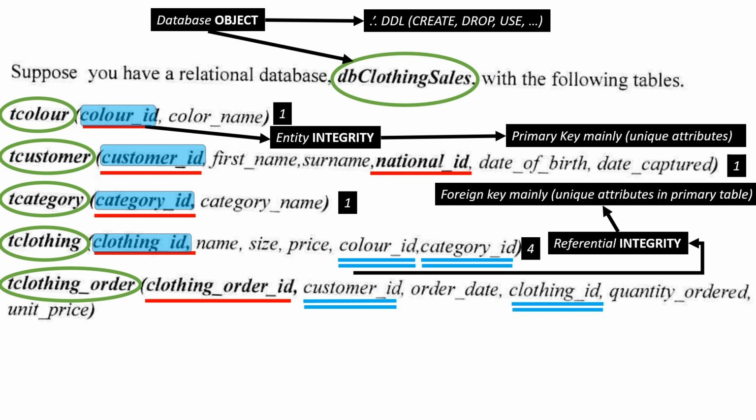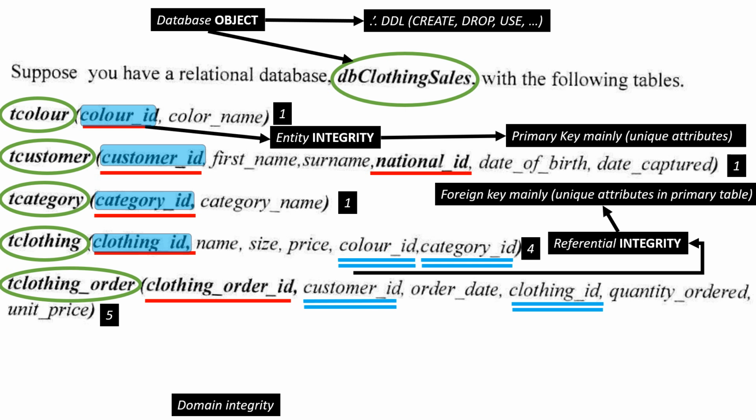So you may say T color is 1, T category is another 1, then T clothing becomes 3. But because we are just doing a revision, I am going to create all the tables, and then when I create all the tables, this T clothing becomes my 4th table to be created. Then T clothing order comes after T customer and T clothing. Therefore, I'm going to give it 5 because it's going to be the 5th table to be created.